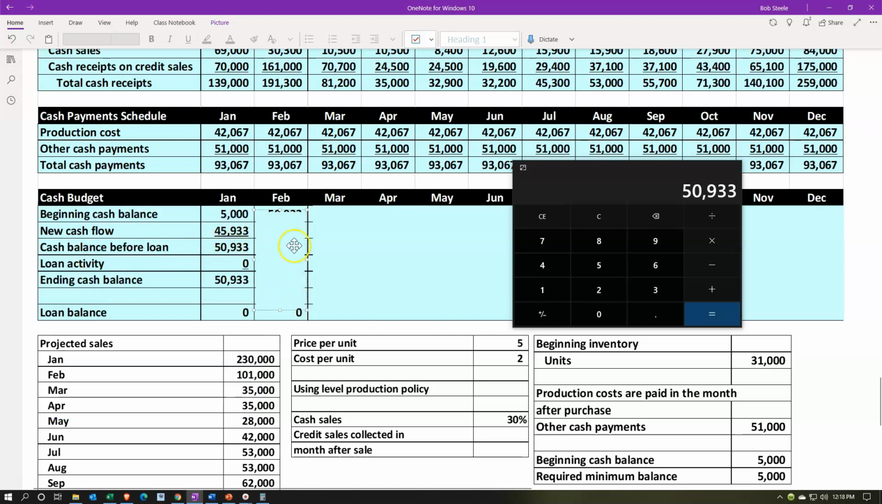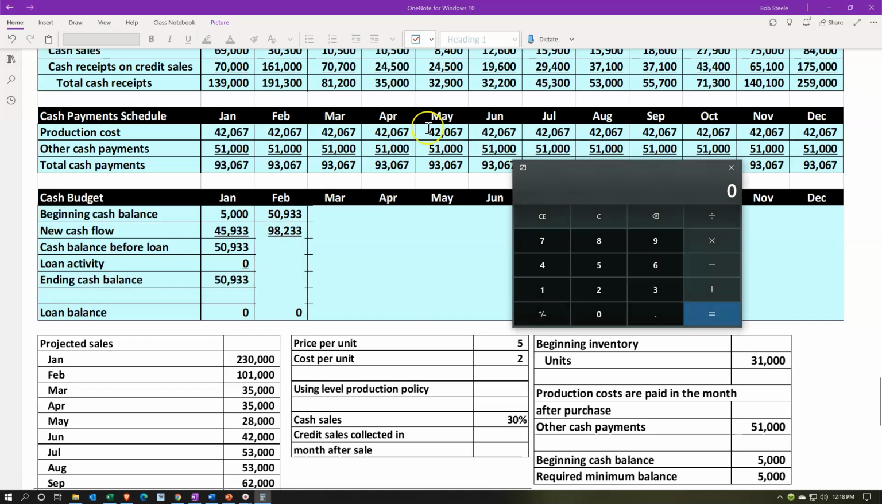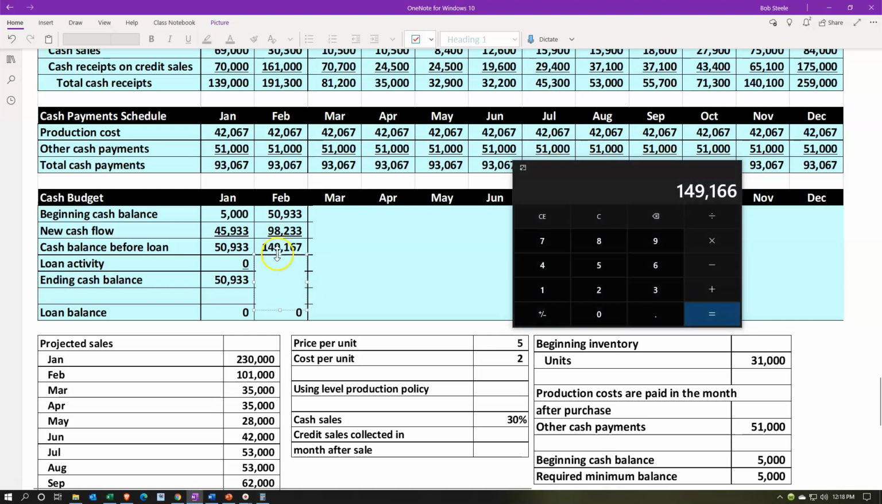And then in February, we're going to say that our beginning balance is going to be the same as our ending balance in the prior period. The change in the cash flow is going to be the receipt cash flow, the 191,300 minus the 93,067. And then if I add that to the beginning balance of the 50,933, we're going to then get to the 149. Once again, that's over the 5,000, so we don't have to take any loan out or do anything to that number.